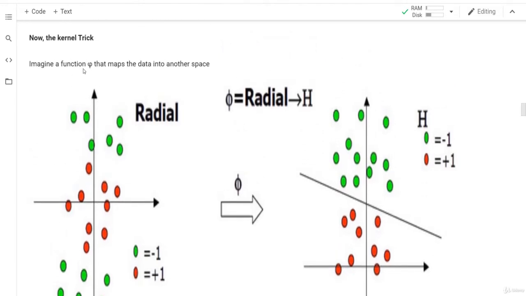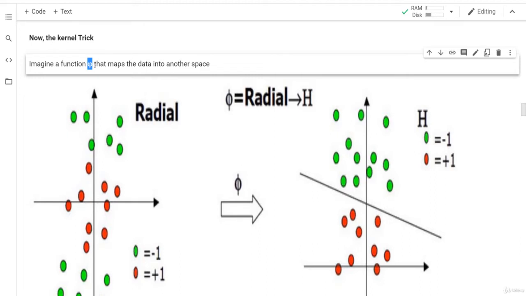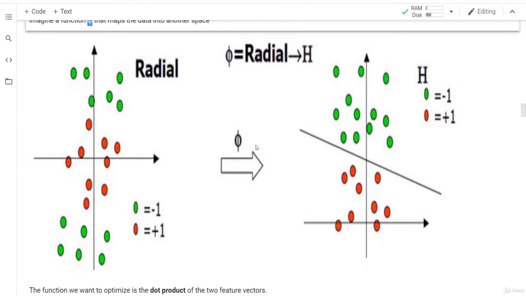Imagine that we have some function, and this function will map the data into another space. This is the idea of the kernel. It will take the points, and the function that we use is called a radial function, and we will see what we mean exactly by this when we discuss the kernel types. But basically, the radial function will take these data points and map them into the new feature space, and in the new feature space, as you can see, the red points are close to each other and the green points are close to each other, so we can separate them using a linear separator.